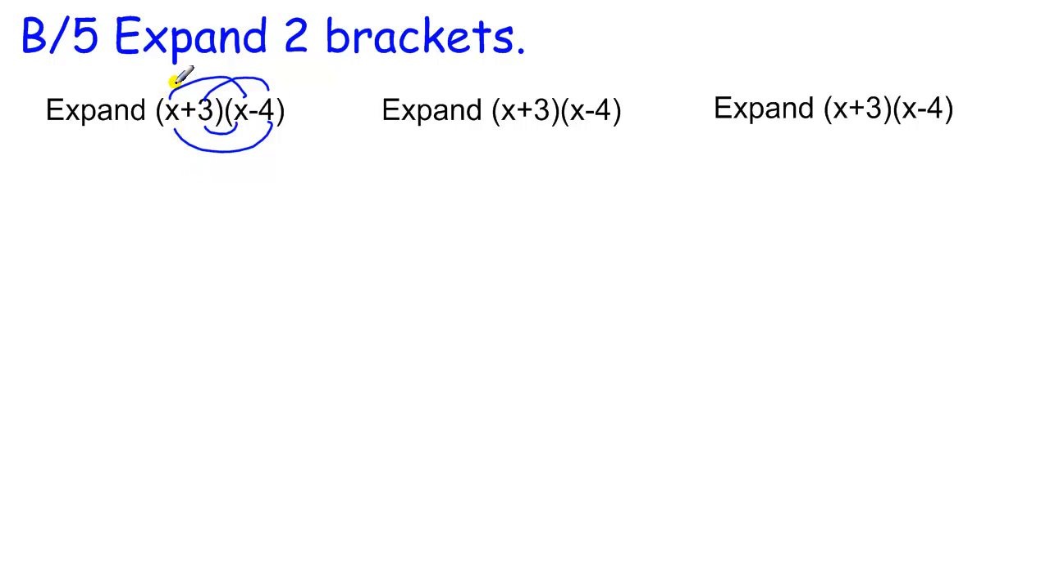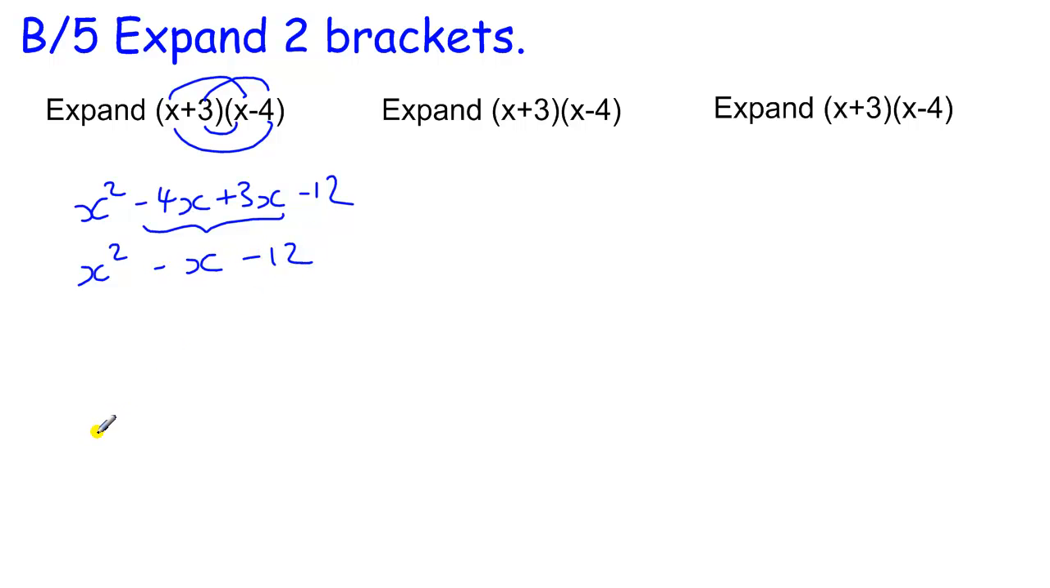And the classic mistake is just to do x squared and then 3 times minus 4 to get minus 12. But here there's four parts, so I've got x times x, which is x squared. I've got x times minus 4, which is minus 4x. I've got 3 times x, which is 3x. And I've got 3 times minus 4, which is minus 12. And if I combine the middle two, which is often the case, these two will be simplified. I get this expansion, quadratic.